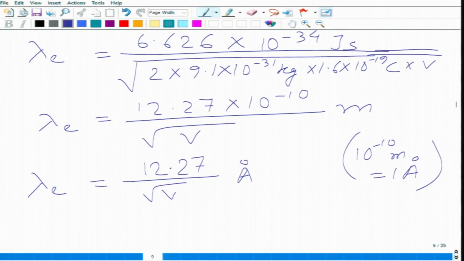Next, we will derive the wavelengths of protons and alpha particles.